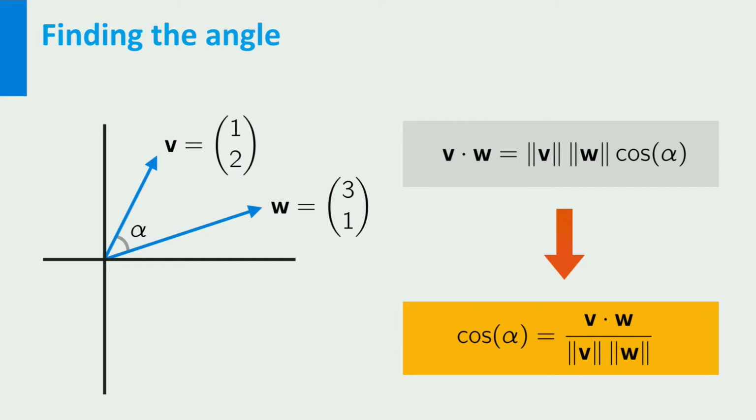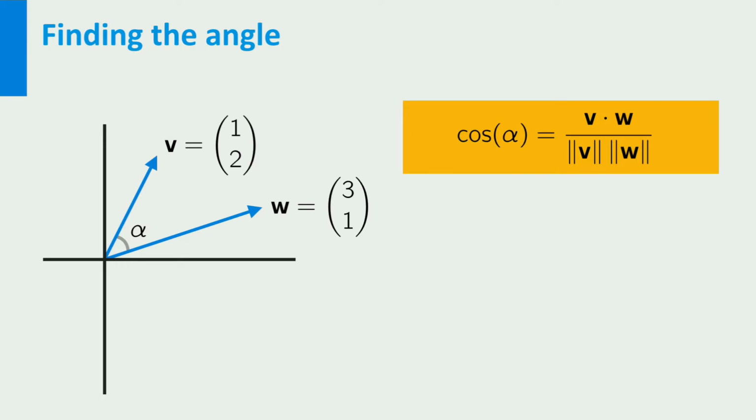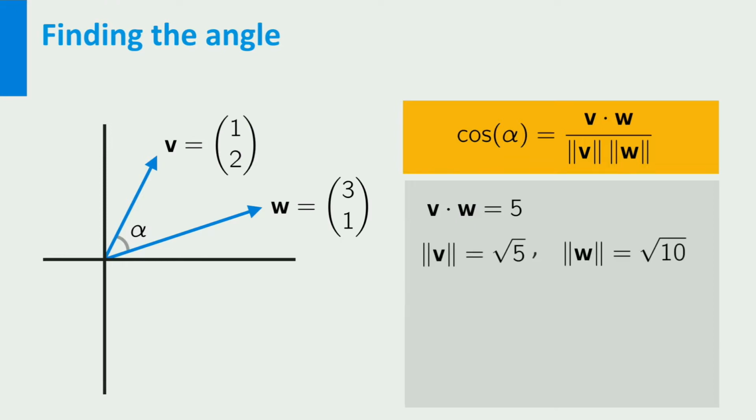The cosine of alpha equals the dot product of v and w divided by the norm of v times the norm of w. The dot product can be easily calculated. 1 times 3 plus 2 times 1 equals 5. We can also calculate the norms. The norm of v is square root of 5. The norm of w is square root of 10. Plug this into the formula, then we find that the cosine of alpha is equal to 5 divided by square root of 5 times square root of 10. This can be simplified to 1/2 times square root of 2. If you like, you can pause the video to check all these calculations for yourself.